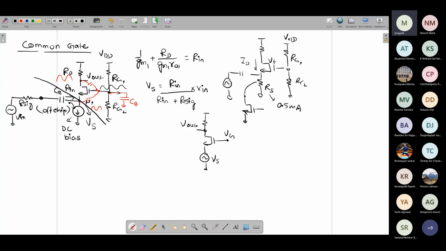This is common source, except that you have reversed the signal. Earlier the signal was at the gate and the source was grounded. Now it is at the source and the gate is grounded. Therefore, even without looking at the small signal model, we can write down the small signal current.